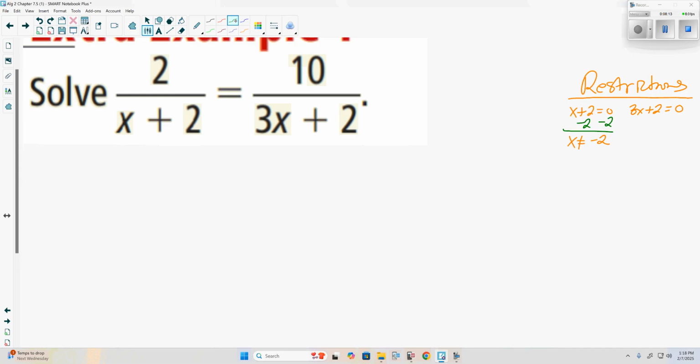Our other equation, 3x plus 2, the first thing we can do is subtract 2, telling us that 3x is equal to negative 2, and then divide by 3, which tells us that if x is equal to negative 2/3, the other denominator would be 0. We can't have the solution being negative 2 or negative 2/3.